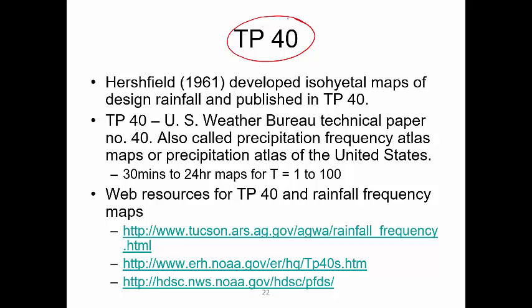Some states have made some efforts to add more design constraints. Instead of revising TP40, what they have done is, if a structure before had a design storm of a 10-year, 24-hour duration storm, they said, okay, now we're going to design for 50-year. So instead of changing the probability of occurrences, they just have increased the type of extreme event for which the structure is designed. Okay, so these are some of those sources.